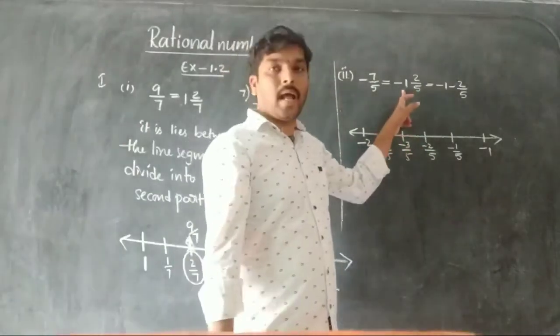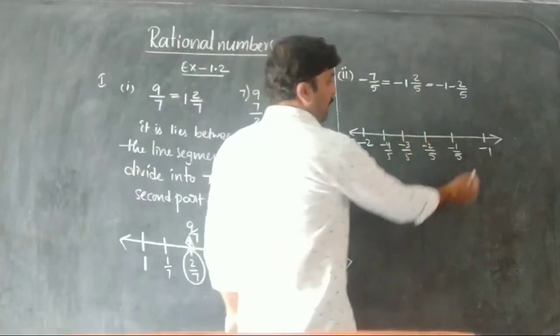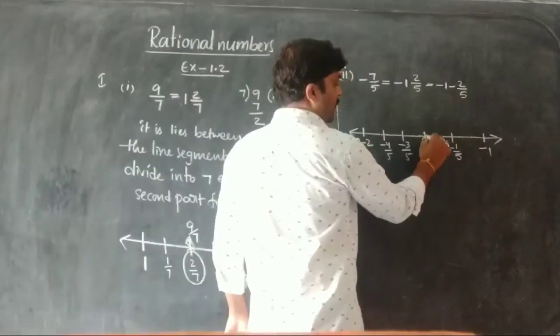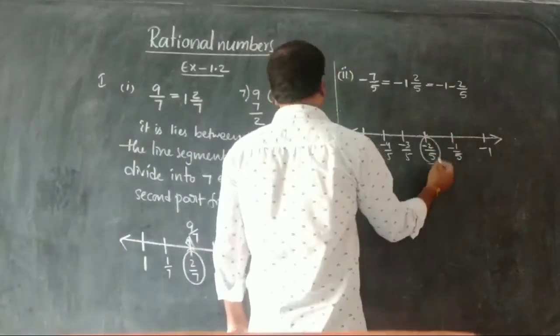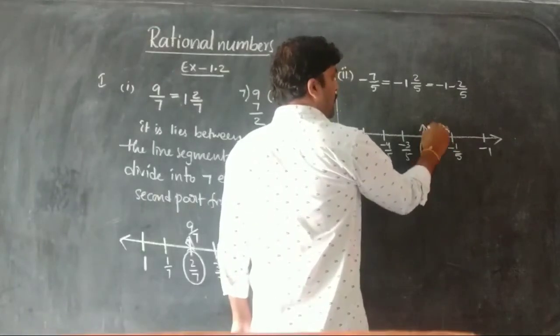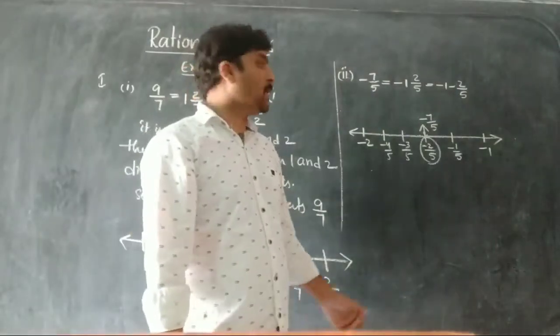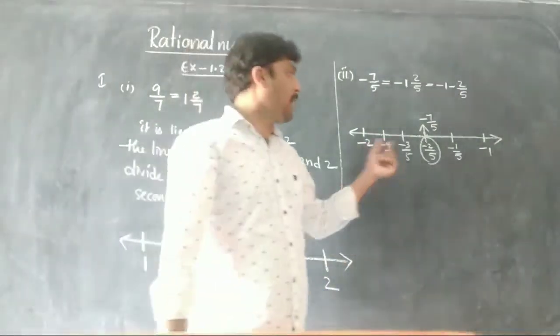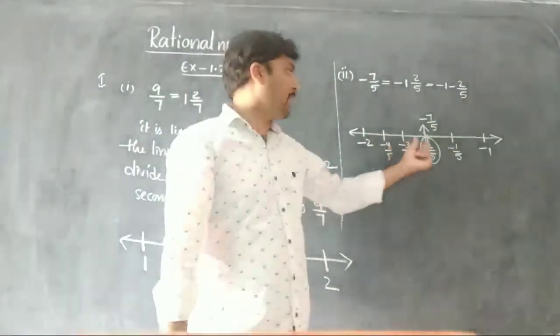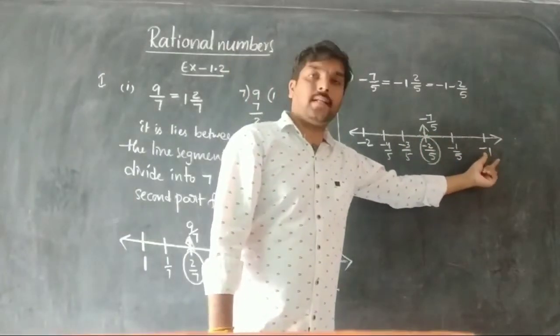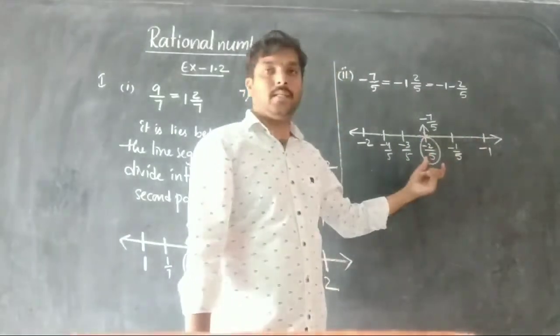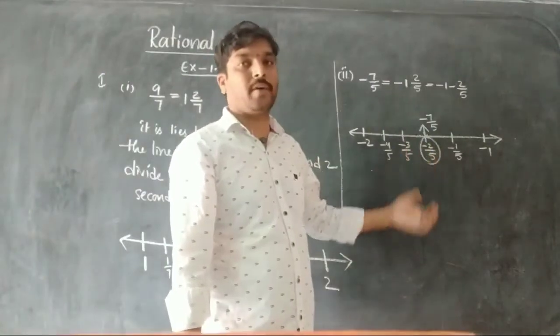Now minus 1 and 2 by 5. So here is minus 1 and 2 by 5. So it is minus 7 by 5. Minus 7 by 5 is represented on the number line. Starting from minus 1 you should count. The second part denotes minus 7 by 5. This is the first bit.